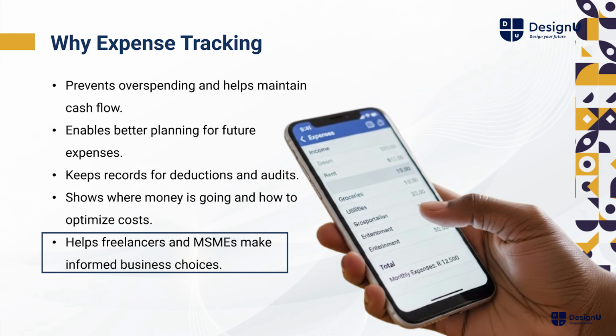The last but not the least is that it helps you as a freelancer or an MSME make informed business choices. When you know what your cost profile is, you are able to make decisions as to cost-cutting or cost control strategy. You know where you are supposed to cut costs, where you are supposed to increase the cost you incur. Keeping track of your expenses or your costs will afford you the opportunity of doing that.